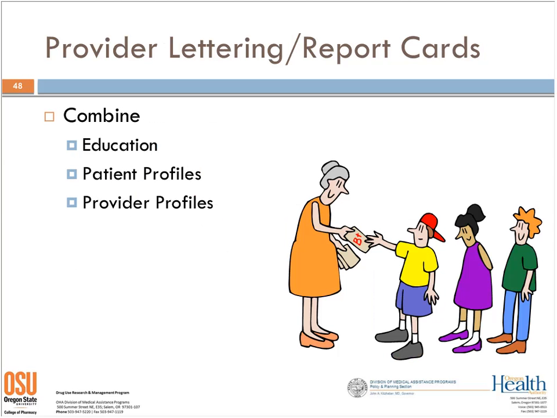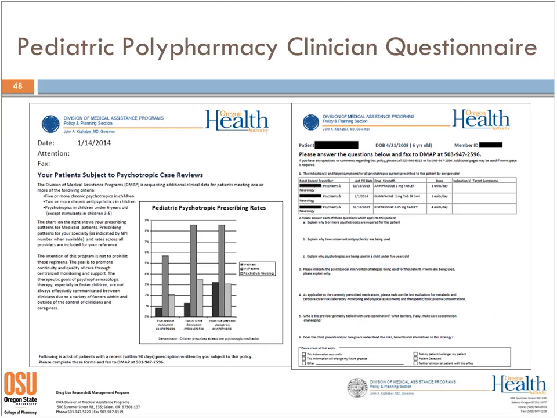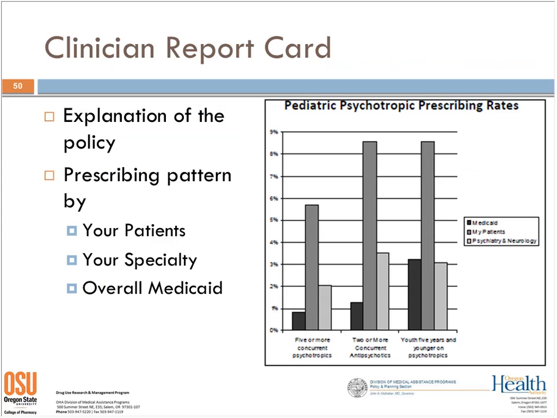Next piece is something we're doing at the fee-for-service program, not at the CCOs. We wanted to combine some educational materials with these great patient information and these provider profiling for our own quality initiative. So the next few slides are lots of screenshots, lots of small type. I apologize for that, but I just want to give you a sense for where we're going. So this initiative is on our 3 most concerning prescribing patterns: 5 or more concurrent psychotropics, 2 or more concurrent antipsychotics, or children 5 or under on a psychotropic other than stimulant medication. So we sent out a letter, or we're sending out a fax that explains the policy.